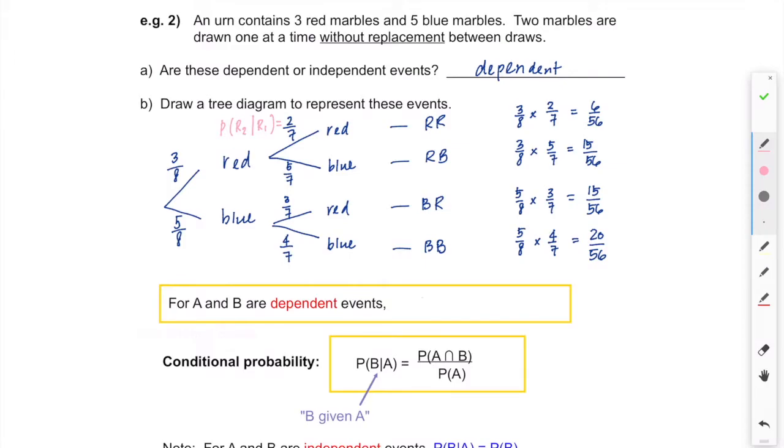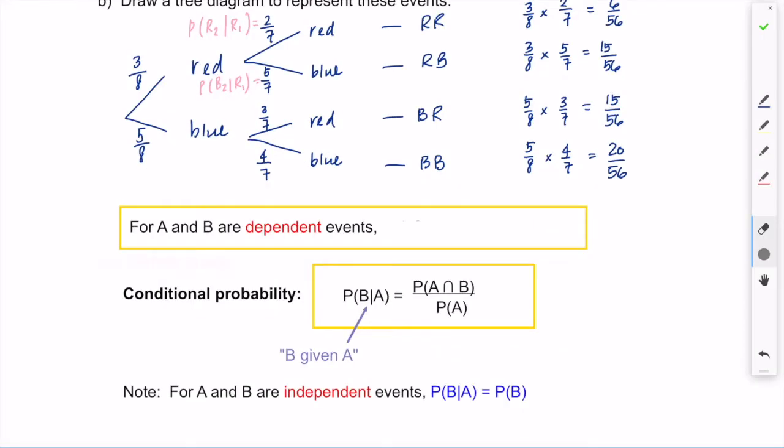Okay, so we can say that this 2 over 7 probability is the probability of getting a second red given that we know the first one is also red. The 5 over 7 here, we can call the probability of B2 given R1, and so on and so forth. This means that I can calculate the probability of 2 dependent events A and B using P of A and B equals P of A times P of B given A, because A is the condition.